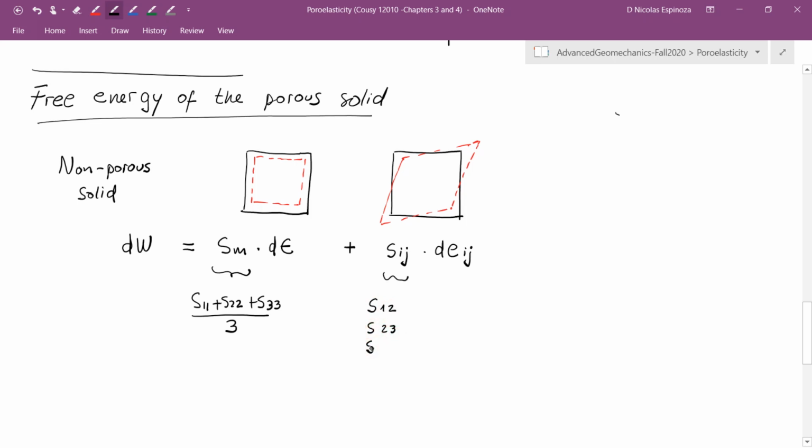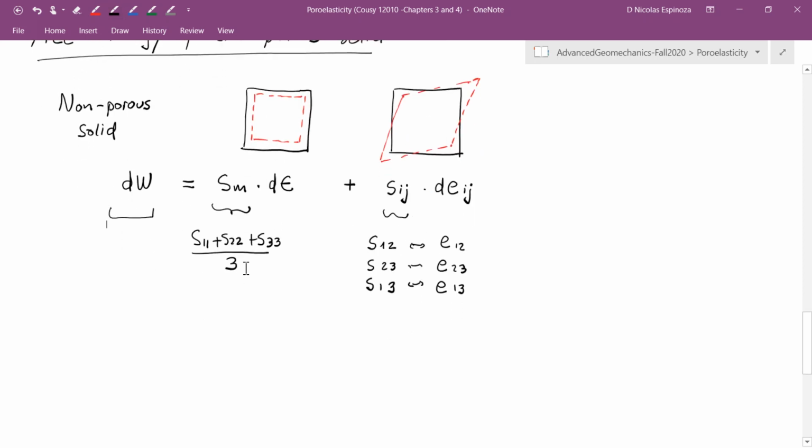S23, and S13. Remember that we're dealing with the solid in 3 dimensions, even though we are drawing this in 2 dimensions. And also, these are the shear strains 1, 2, shear strain 2, 3, and shear strain 1, 3. Here, just to follow also the convention of the book, I'm using the book from Cusi. I'm using this E, but you could also think of this in terms of just the regular epsilon that we have used before. It's just a shear strain. Okay, so this would be then the additional strain energy that I can put into a non-porous solid.